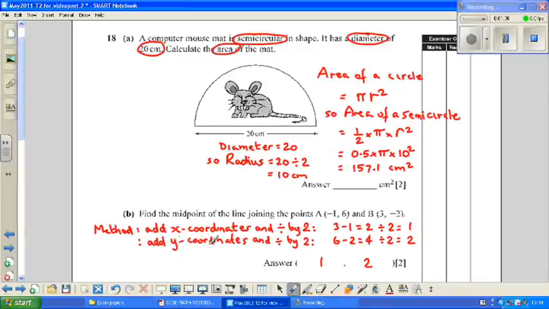Now we do the y coordinates. We're going to add the two y coordinates together and divide by 2. So the two y coordinates are 6 and -2. So 6 minus 2 is 4. Divide that by 2 gives us 2. So the coordinates of the midpoint are 1 and 2.